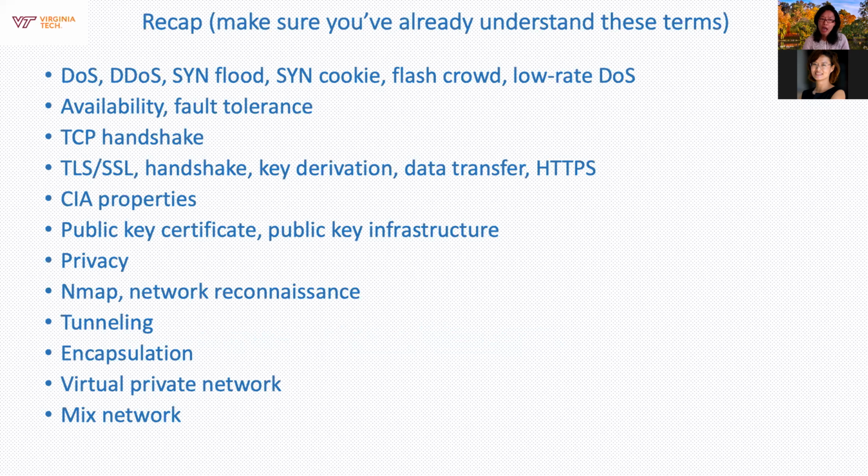So, recap. Last time we talked about various kinds of denial of service attacks and the importance of having high availability and making investments, having different replications of your system in geographically dispersed locations. We talked about the importance of TLS, the three phases: handshake, key derivation, the most important part where the public key verification, the certificate is verified, and then the data transfer using symmetric keys.